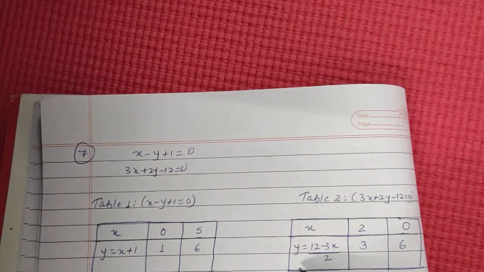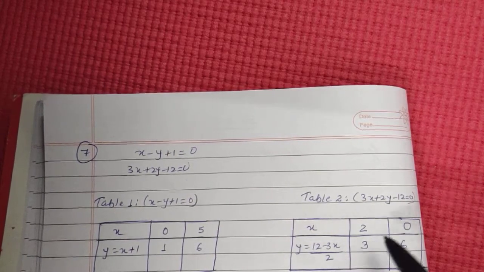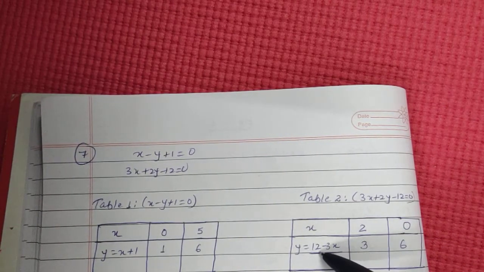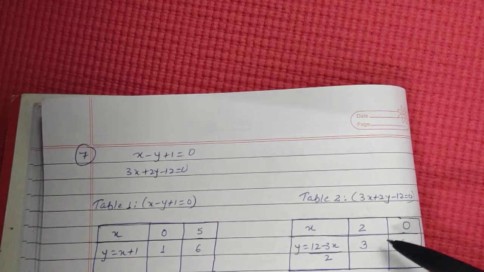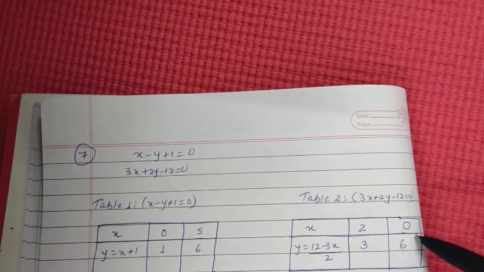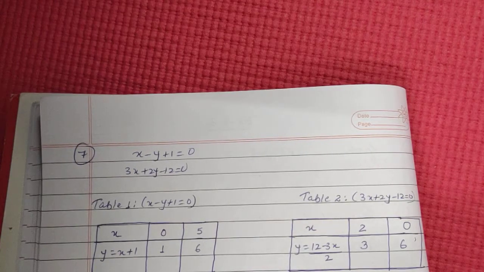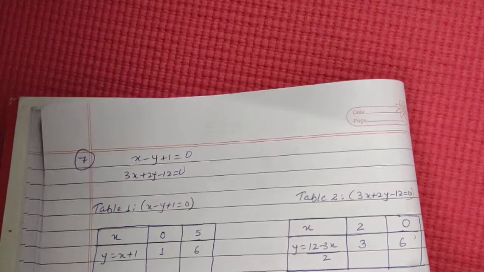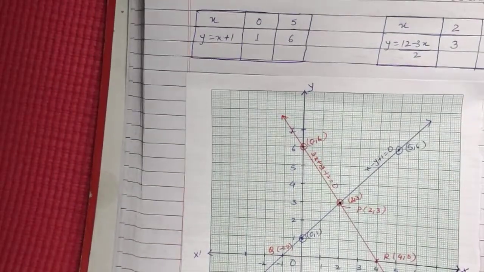So what is y equal to here? y will be equal to 12 minus 3x by 2. So when you put x equal to 2, 2 3s are 6, 12 minus 6 by 2, it is 6 by 2, that is equal to 3. When x equals to 0, 12 by 2, that is equal to 6. Now let us plot the graph for each linear equation. So when you plot the graph for each linear equation, you will get two lines. Let's see. For the first equation, I have taken a blue line, and for the second equation, a red line.